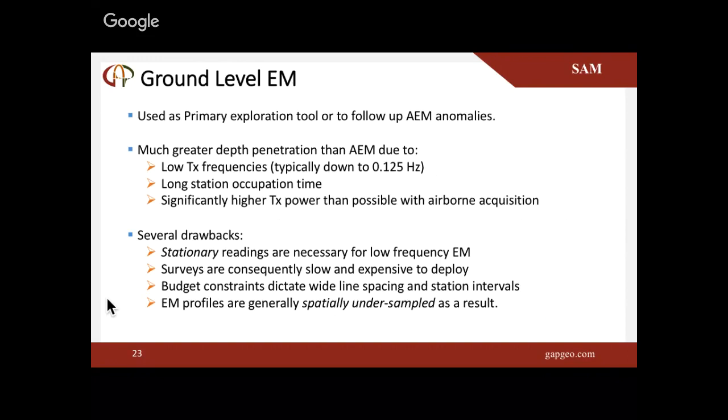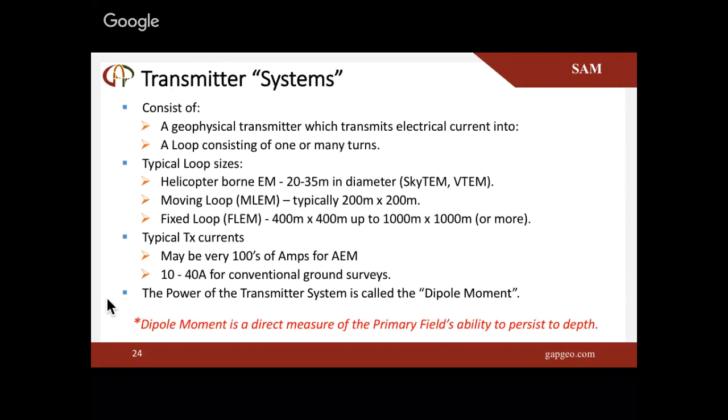But there's drawbacks. Stationary readings are needed, so it's slow and it's expensive. And of course, budget constraints always seem to dictate quite wide line spacing and station intervals. So what I commonly see is that EM profiles are generally undersampled. Typically 400 metre line spacing is not uncommon, 200 metres at least anyway. So again, from a development perspective, to have a system which could acquire data quickly and still have deep penetration would be a good way to go.